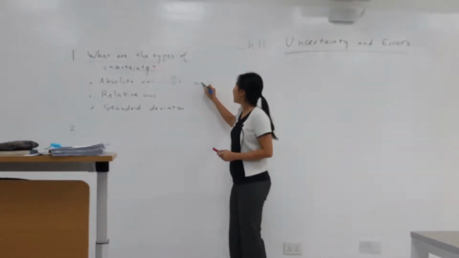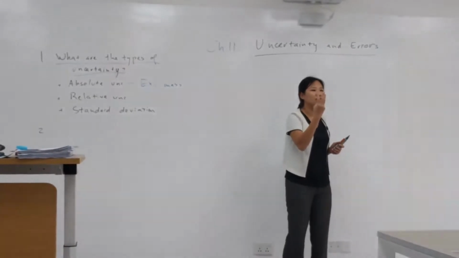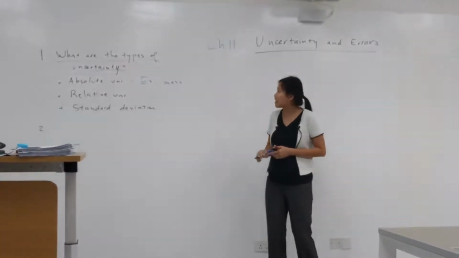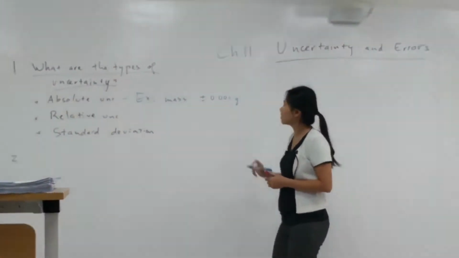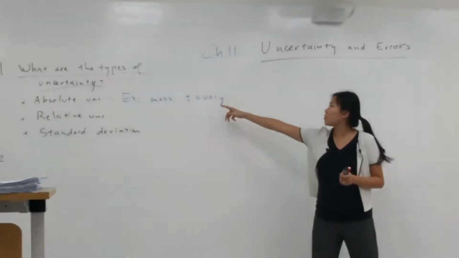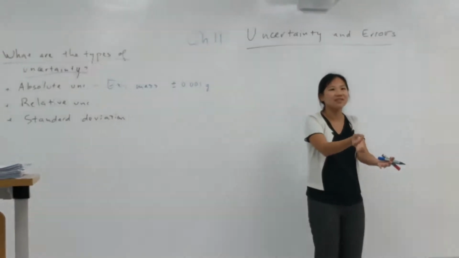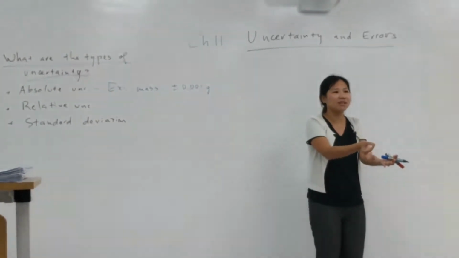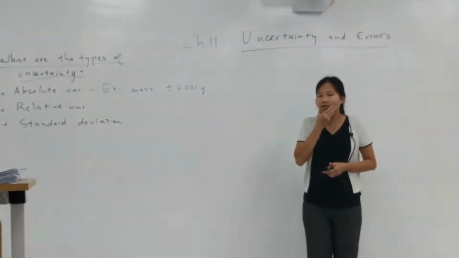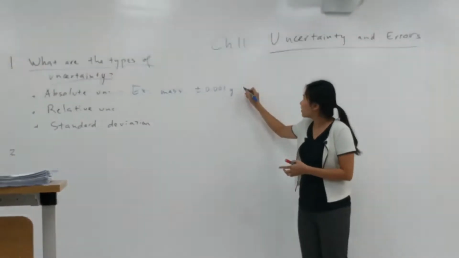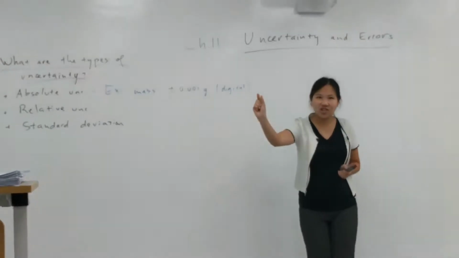Example, you're measuring the mass, and the scale can read up to 3 decimal places. So then the absolute uncertainty for that scale would be plus or minus 0.001 gram. Why is it that? Well, because on the scale, the last number seems to jump up and down quite easily, and you're not sure what number it is. For something that is digital, it's really just the last digit.